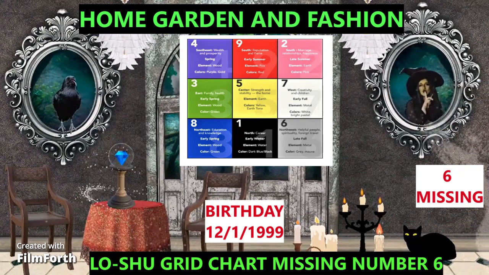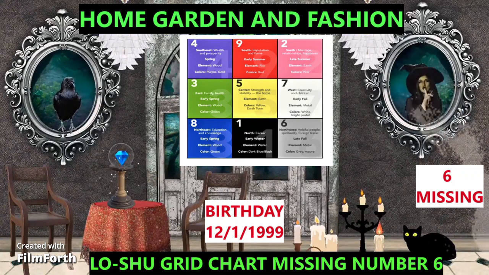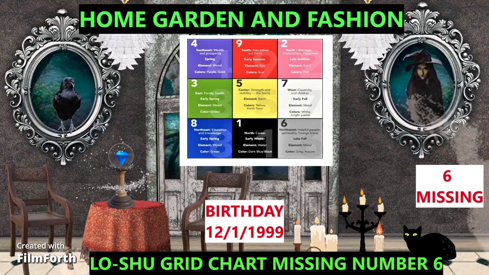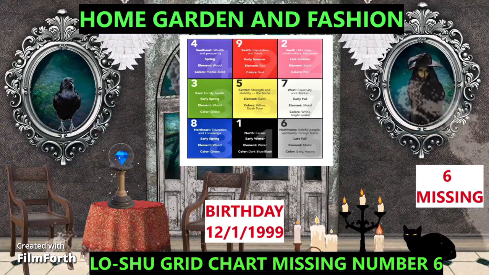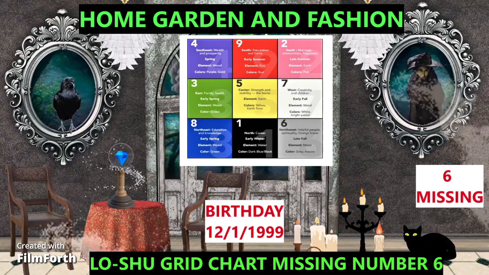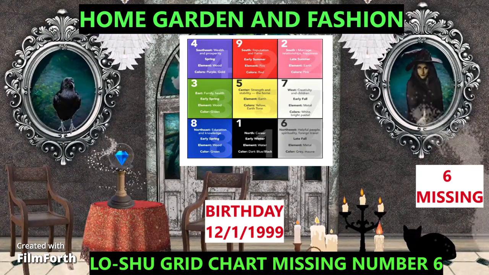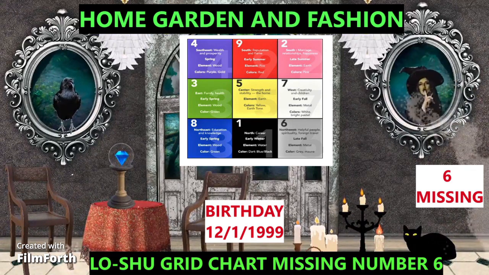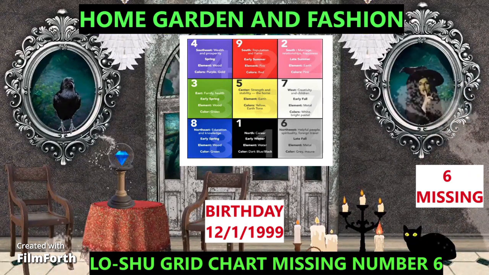Suppose somebody's birthday is December 1st, 1999. So you write it out, and I already have the Lo-Shu grid chart on the video, so you can see how to place them. And if you see, there is no 6. There is no 6 in December, which is the numbers 1 and 2. The first is 1, so there's no 6. And 1999 is 3, 9, another 1, so there is no 6. So what can we see with this chart?